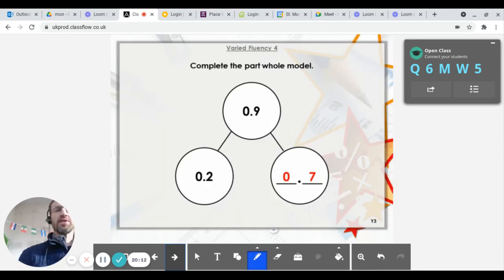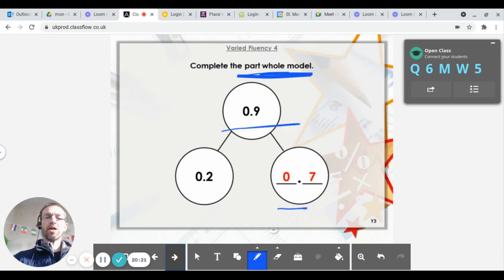There you go, 0.7. It's the part-whole model, yeah? We'll be looking at these again at different times. This is the whole, and these are the two parts. I've got one part there, and they go up the lines, as you can see, to make the part-whole model.